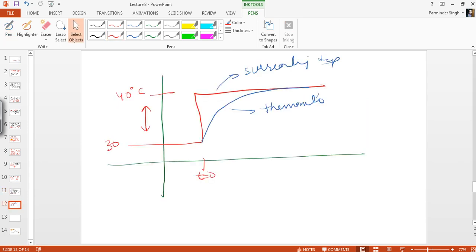Or over here if you notice, initially it was at 30, now if you change it to 40, the thermometer reading initially starts at a very high rate, and then slowly by the time it reaches close to the surrounding temperature, the rate of heat input becomes slow, and it finally reaches the maximum value, that is 40 degree. Clear?